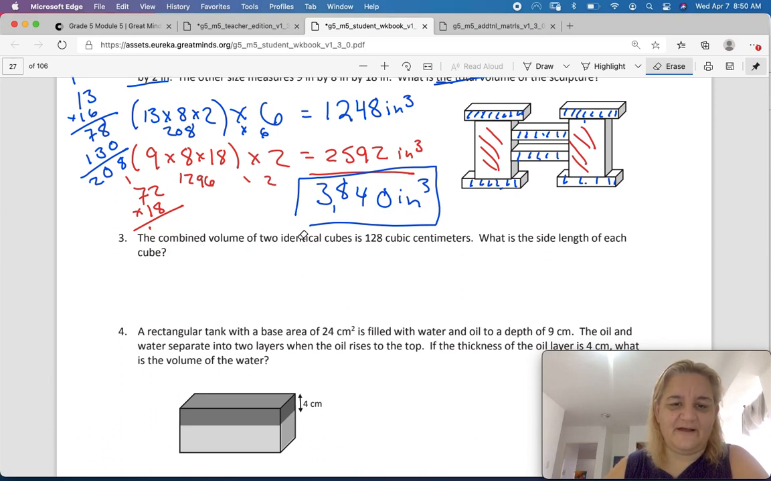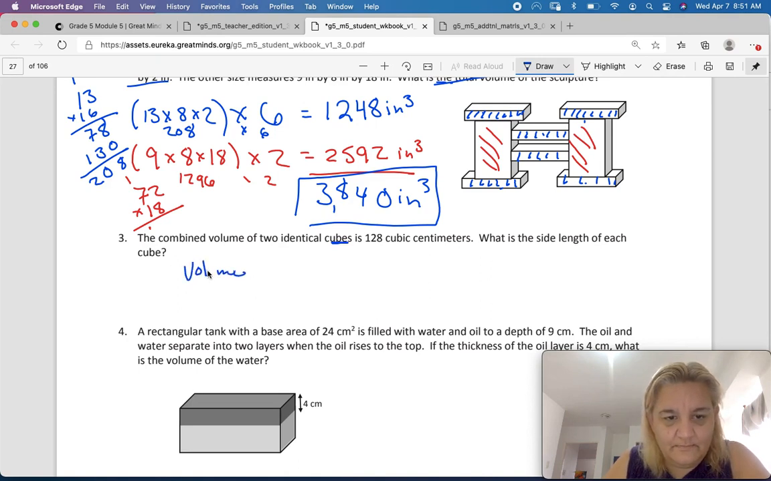The combined volume of 2 identical cubes is 128 cubic centimeters. What is the side length of each cube? Okay. 2 identical cubes, and they're cubes. They're not rectangles, they're cubes. So I know that the volume of the first one is going to be half of that. So 1 cube, okay, let's see.